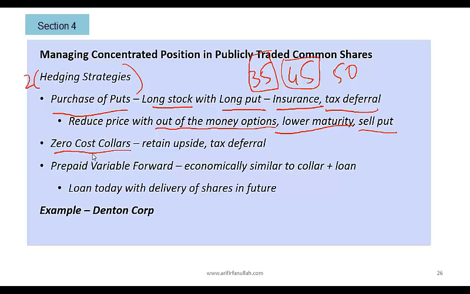Okay, so what happens? Well, should you say you retain the upside or you're protected from the downside? I think that's a better point. You're protected from the downside, and there's a tax deferral. Again, with options, only when an option is exercised will there be a taxable event. There's a tax deferral here.